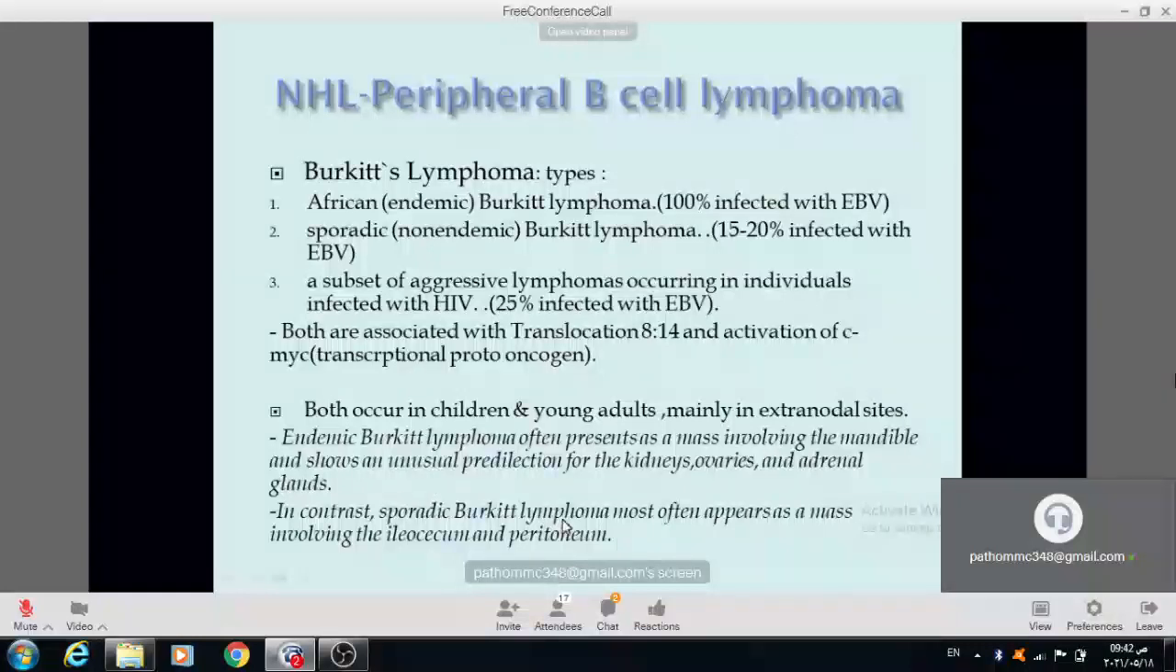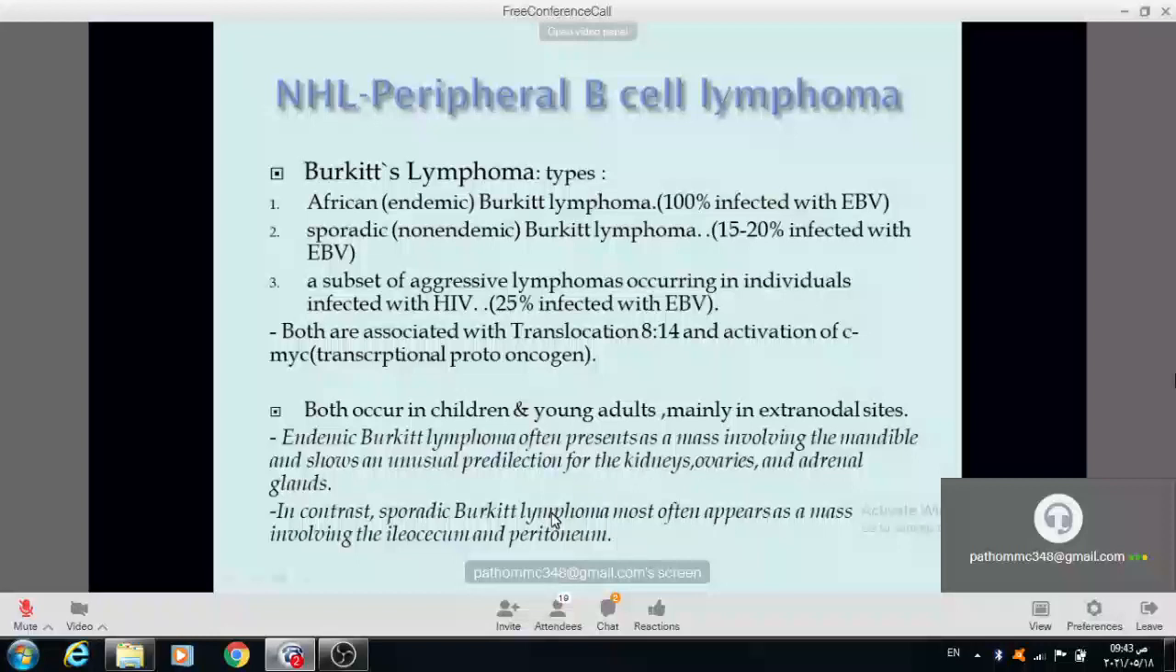The sporadic Burkitt lymphoma usually appears as a mass in the GI system, usually in the ileocecal or peritoneal area. So an ileocecal or peritoneal mass may also be a sporadic Burkitt lymphoma. It is a common condition in children or adolescents between 10 and 15 years who have an abdominal mass in the ileocecal area. On histology it could be a Burkitt's lymphoma. Or again, some children present with a mass in the mandible, and when sent for histopathology, it may reveal Burkitt's lymphoma.